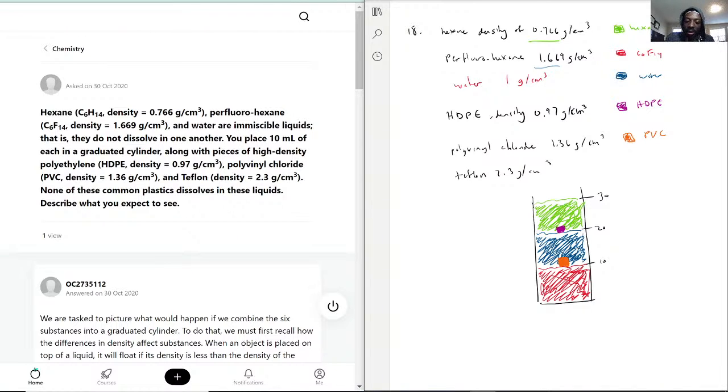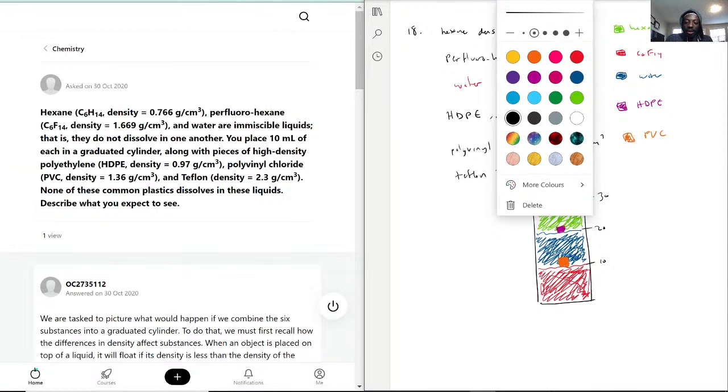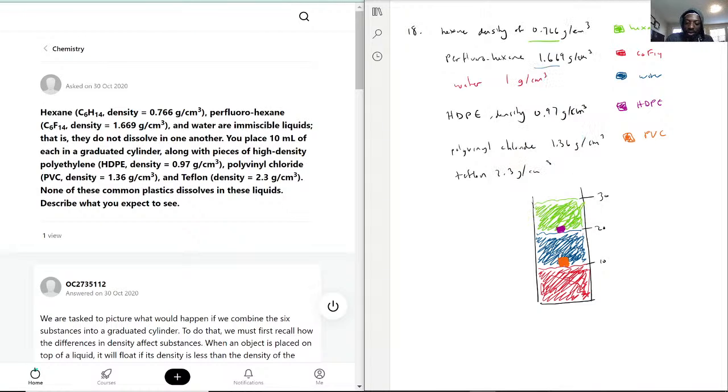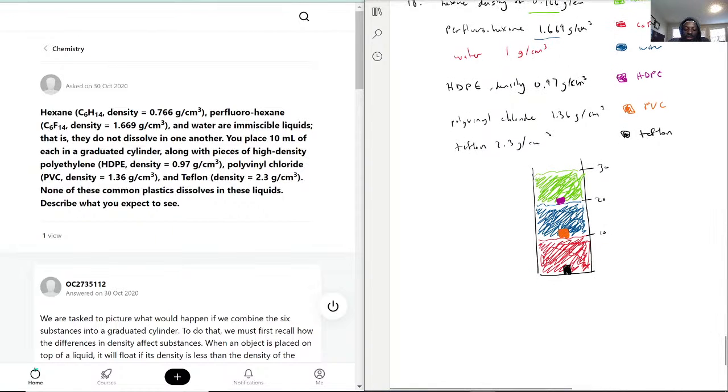And now Teflon, let's actually just go back to black to make it a little bit easier for us, okay? Teflon. And you notice it's 2.3 grams per centimeter cubed. So that thing will just sink right to the bottom. It's denser than any of the liquids. So this is where the Teflon will be, okay? And just like that, you can actually now see we have a full picture here of what you would expect to see when you put these 3 liquids together along with those 3 plastics, okay?